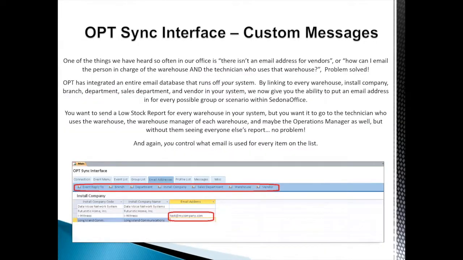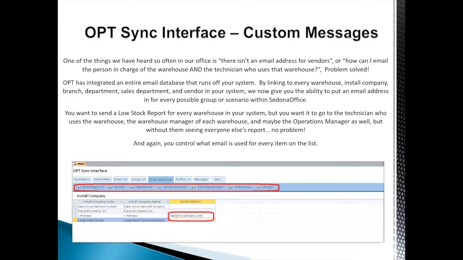So some of the other custom data that we're storing, allowing you to store in addition to just the messages, is things like email addresses that don't fit into SedonaOffice currently. So for instance, under the vendor or the warehouse or the sales department, install companies and the branches, you don't have a dedicated email address for notifications. So what we've done is we've created an email address repository, if you will, that gets associated to the different drop downs in SedonaOffice.